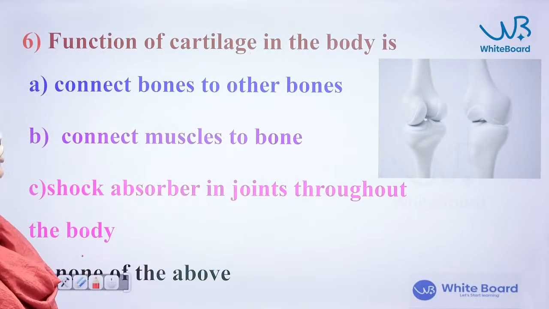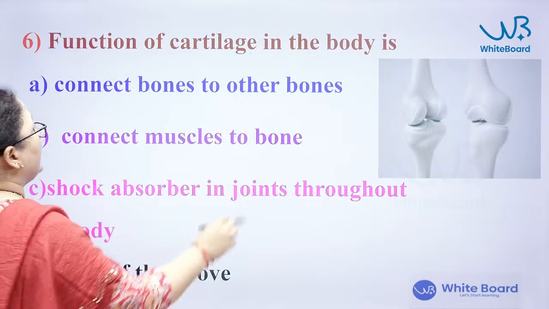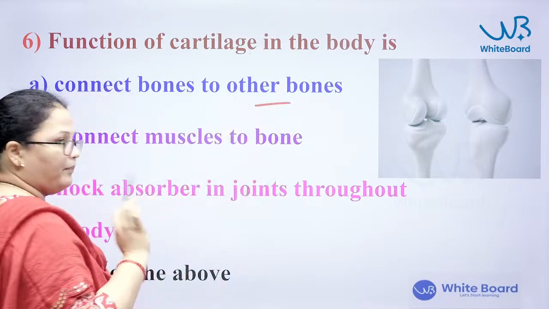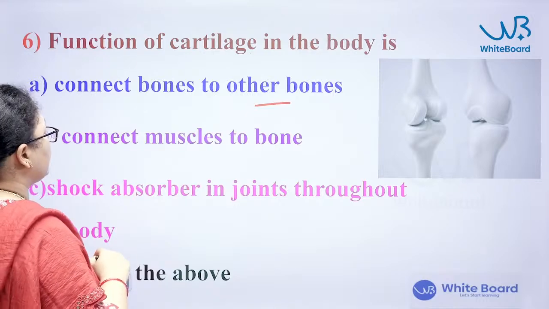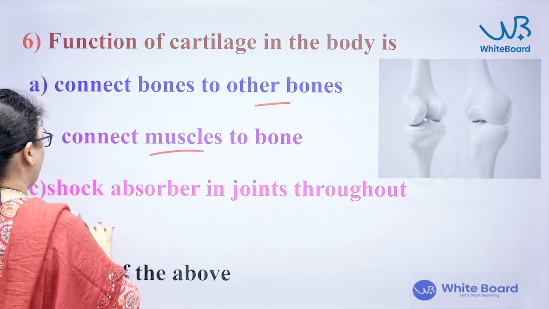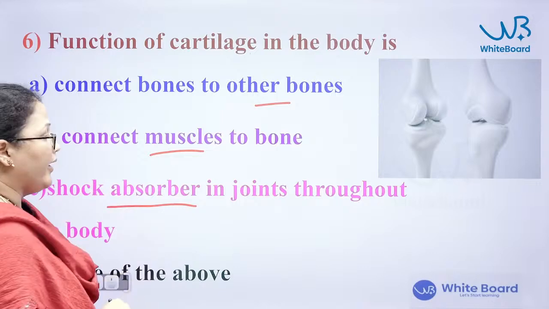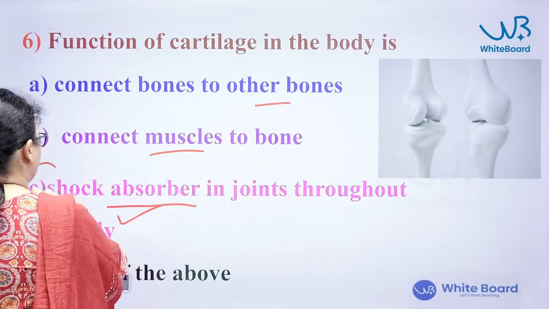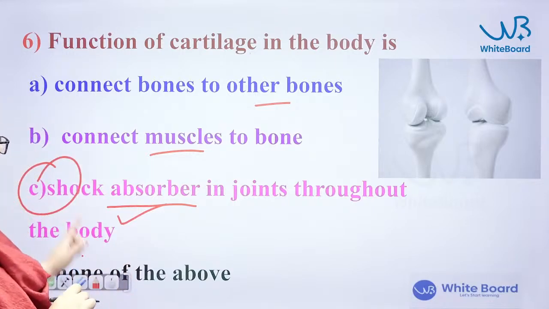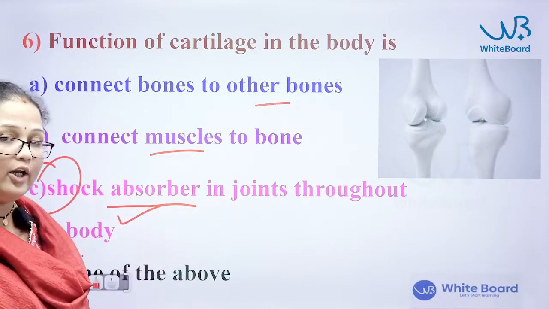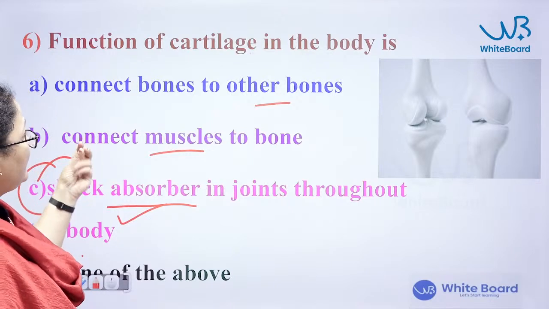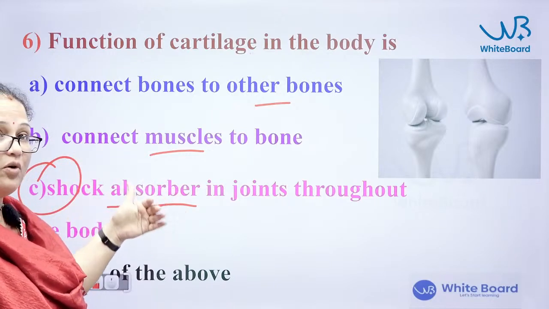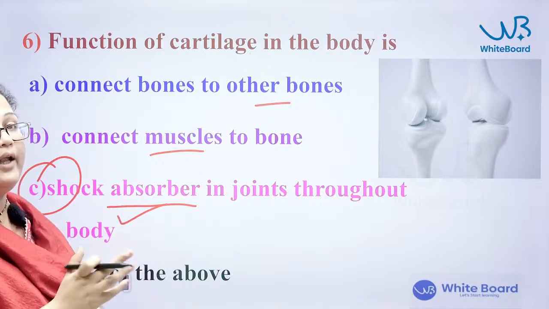Next, the function of cartilage in the body is. So, what is the function of the cartilage in your body? First one, connect bone to bone, that is not primary. Okay. Next, connect muscle to bone, no. Next, shock absorber in the joints throughout the body, okay, yes. So, the correct answer is C. It will act as a shock absorber in your joints. Okay. If there is a degradation of this cartilage in your body, then you will have pain in your joints.